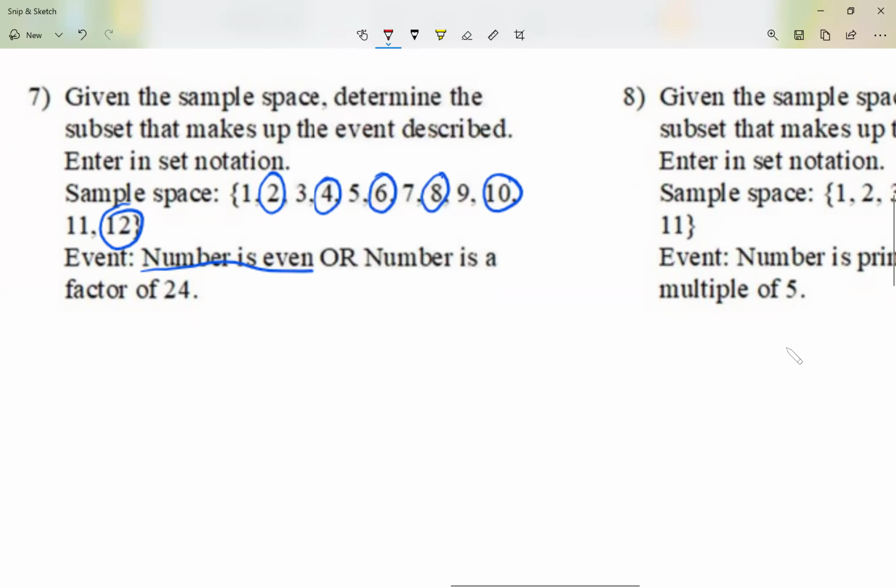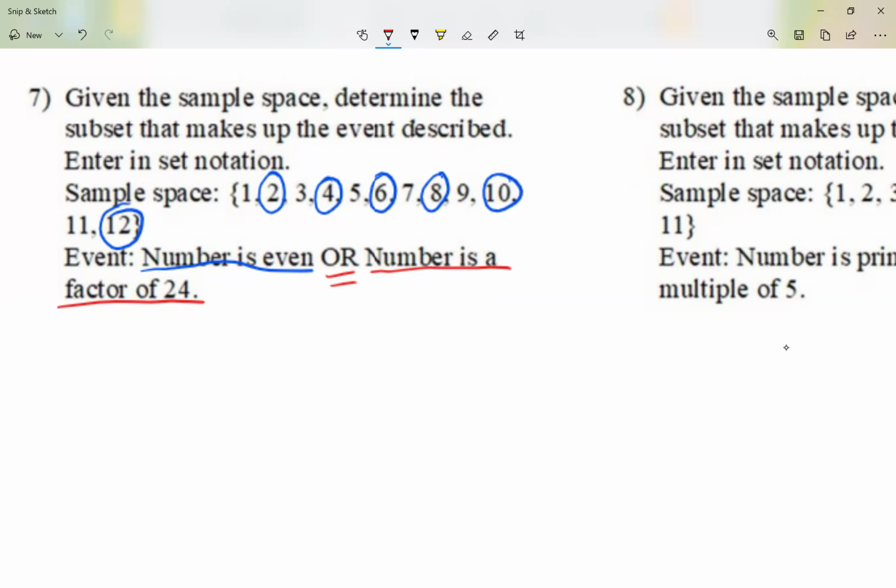Now let me switch to red because I have the word or. Now today we're going to be using the word or and the word and. Very, very important. Or, and. Okay, or my other choice that I have here is number is a factor of 24.